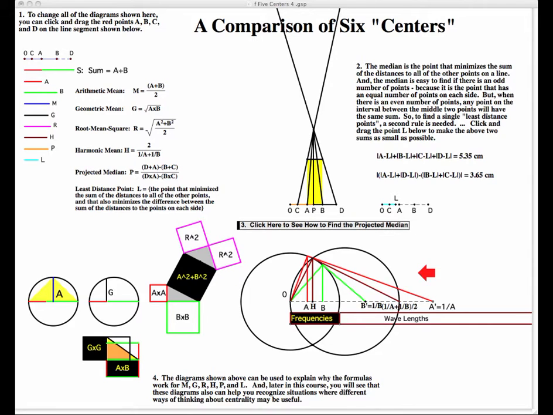Next, this picture at the bottom right of the worksheet shows the harmonic mean of A and B. As you might guess, harmonic means are important in music, when you need to find a note whose pitch is midway between 2 other notes.